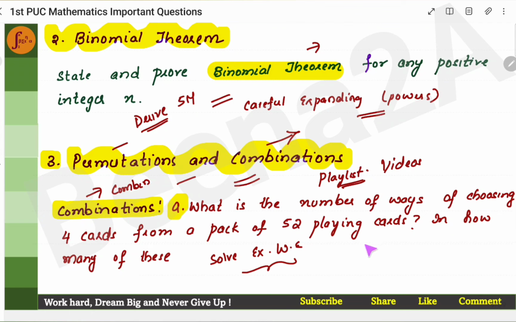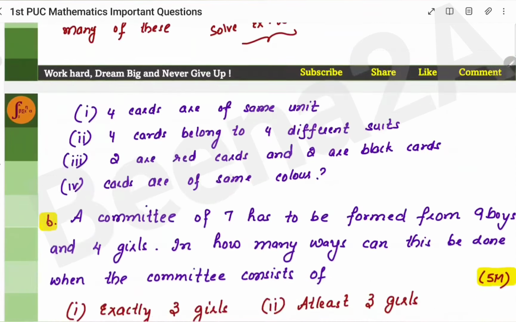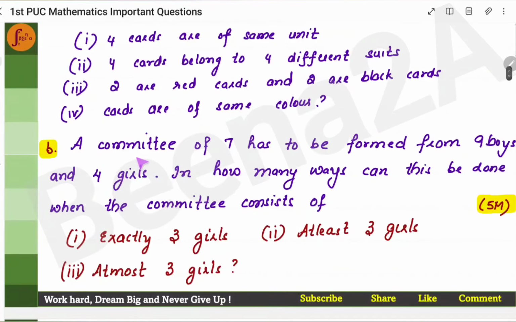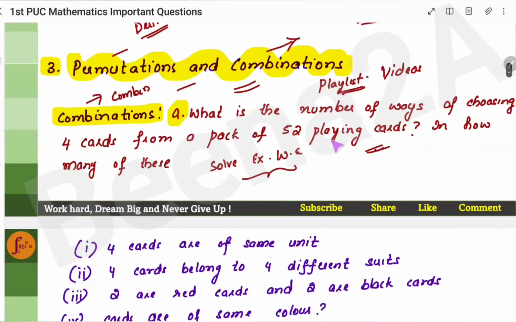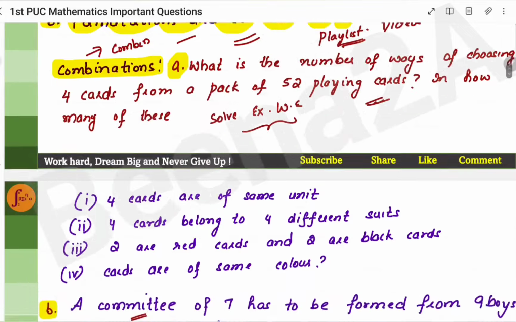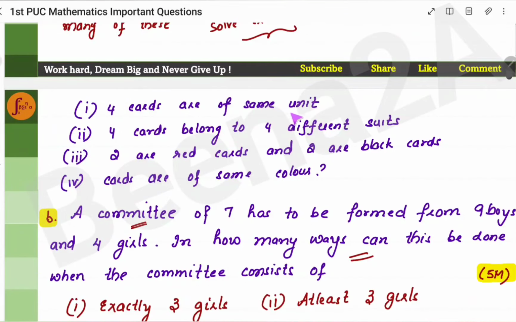So majorly it will be related to cards. You'll have questions related to cards, or you'll have questions related to committee, right? You have a committee of people, you have to choose committee members. These kind of questions. Now if you look at the cards, you have 52 playing cards. In how many of these, 4 cards are of same suit or same color basically? You could have spades, diamonds, clubs, and heart. You could have all of these.